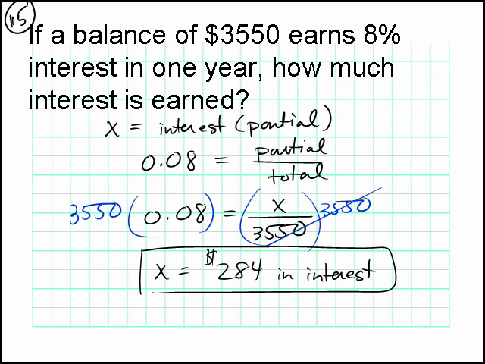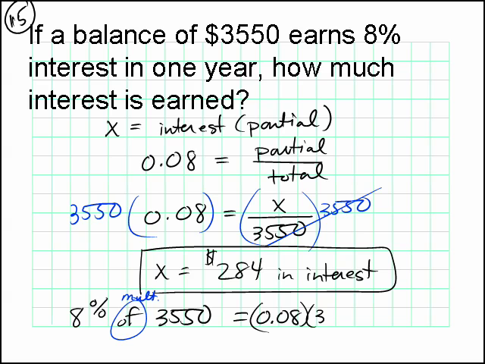A much simpler way of doing this problem would simply be to say you want 8% of 3,550. Usually the "of" here means multiplication, multiply. And so I want 0.08 times 3,550, which of course gives me the same answer, 284. Okay, and so that is our lesson on solving formulas.